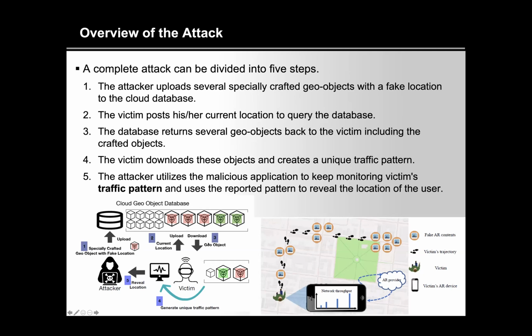Once the victim downloads these objects, it creates a unique traffic pattern. The attacker uses the malicious application to keep monitoring the victim's traffic pattern and uses the reported pattern to reveal the location of the user. So that's the overview of the attack. In this attack, once the attacker uploads all this malicious content to the cloud database, the attacker can simply sit there and keep monitoring the network bandwidth or throughput of the victim.